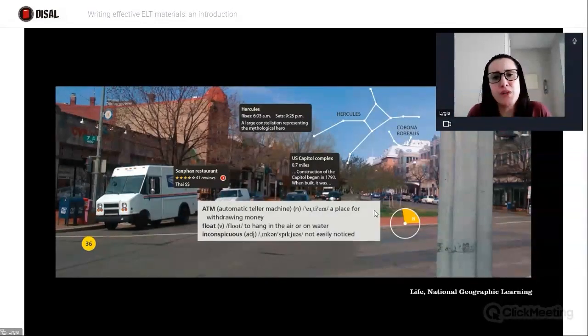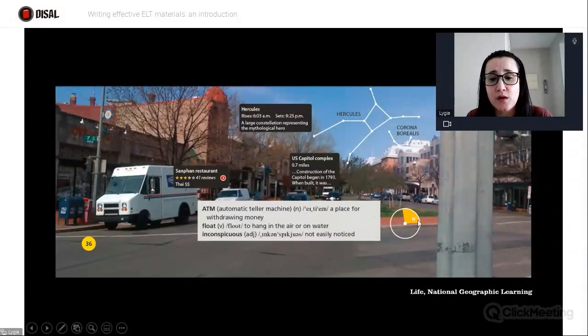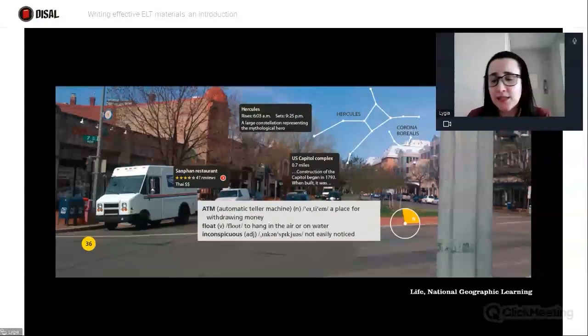Not only is it attractive to the reader, but it's also something very relevant because we know that students oftentimes use apps such as Google Maps on their phone. So this is something that they might have to look at outside the classroom. So this is a feature which is related to authenticity and that we can clearly see in this course book.